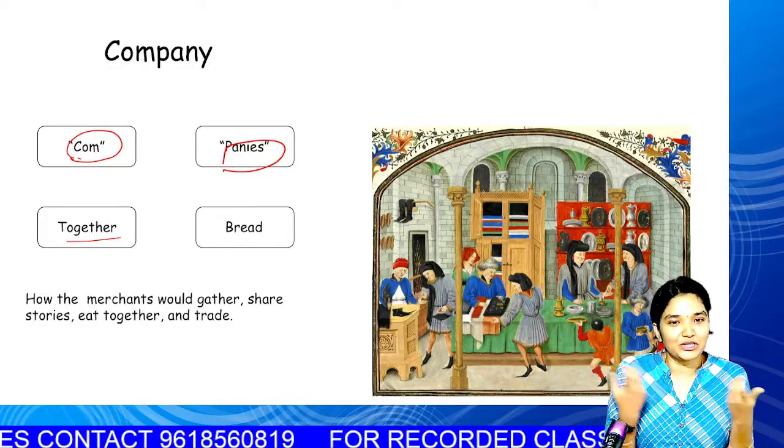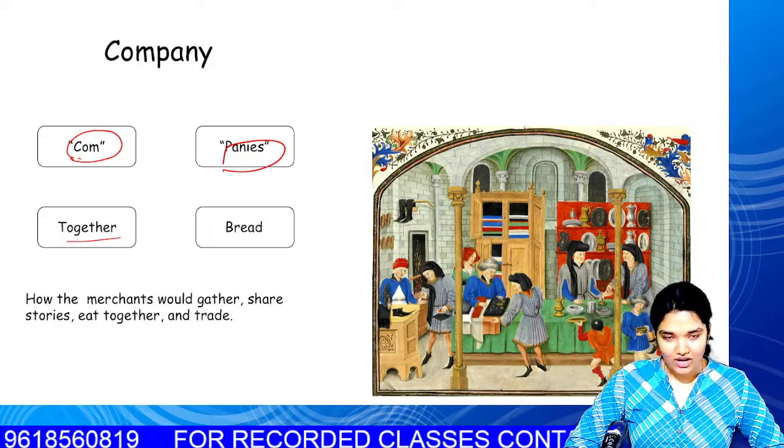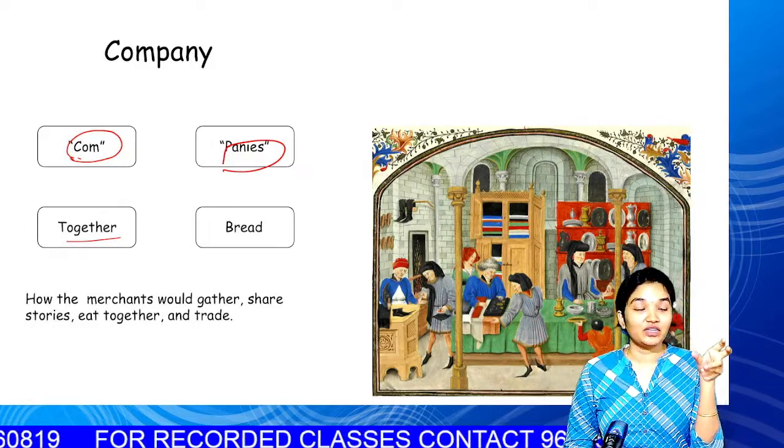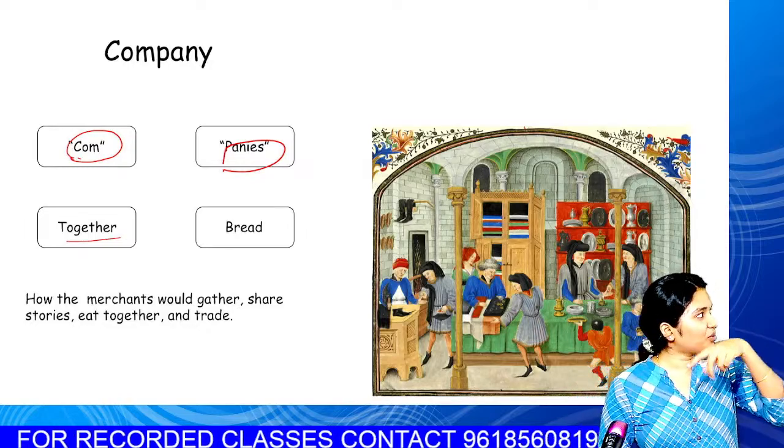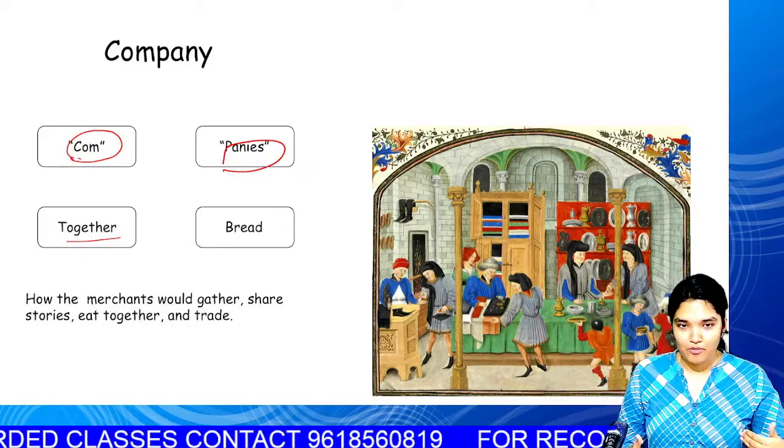Nothing but they will share the profits. Bread here means profits. So now you know the origin of the term company from the Latin word companio. Com means together. Panis means bread.